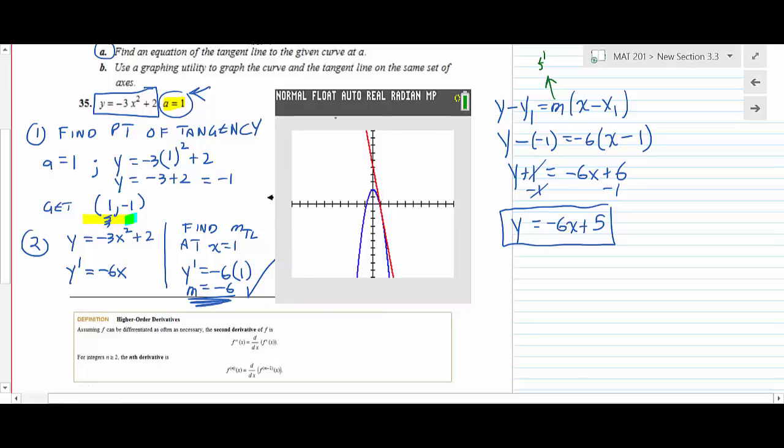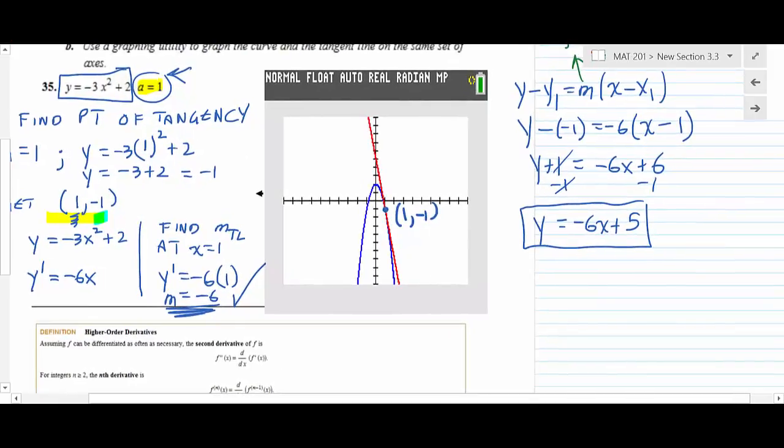So basically what I see is at the point 1, negative 1, this point right here, that's what we just found is the equation of a tangent line. So what do you guys think? Does that look good? That looks perfect. So that's the idea, graphically you can pretty well look at this and help you make sense out of what the calculus did. So that would be the answer, and visually you can tell it's tangential to the curve at 1, negative 1. Is there any questions about that?